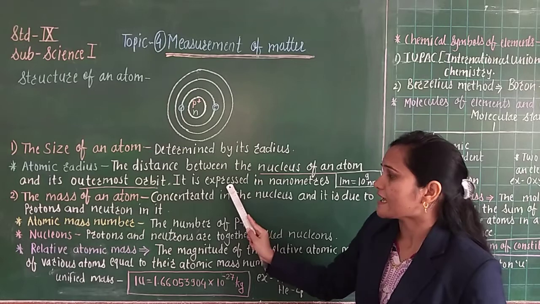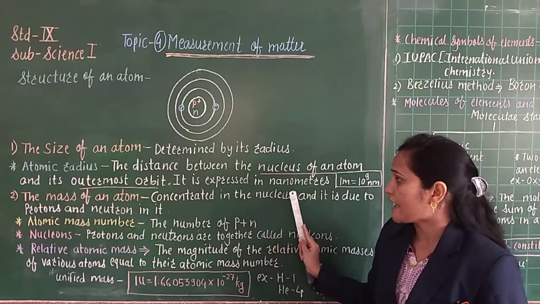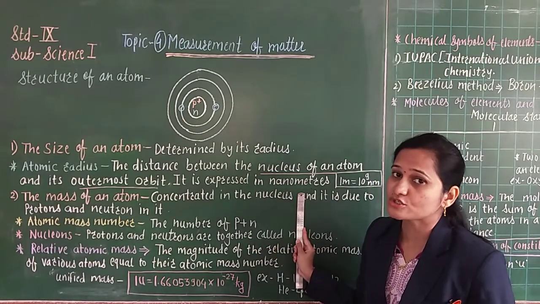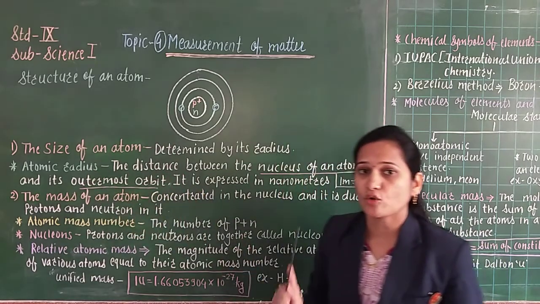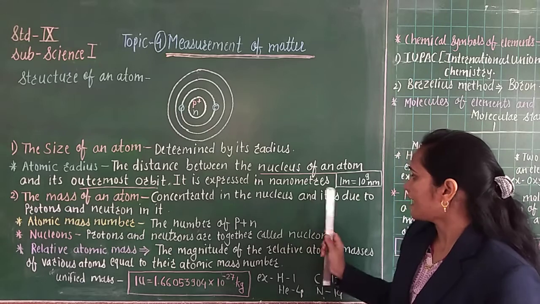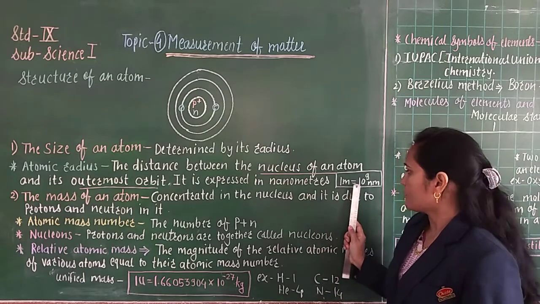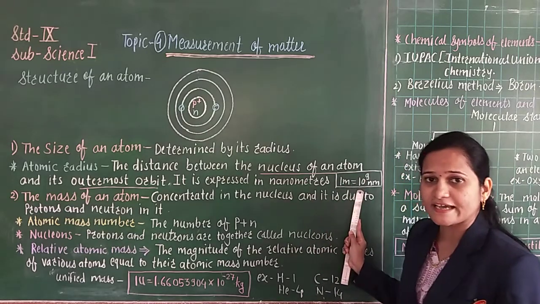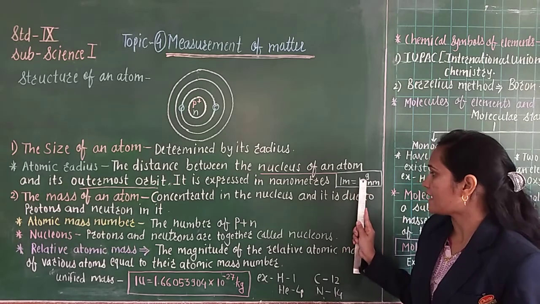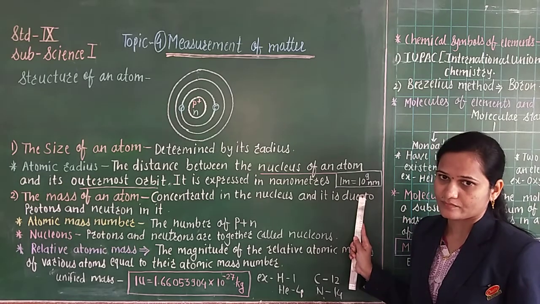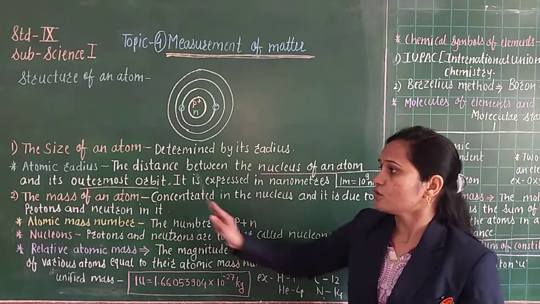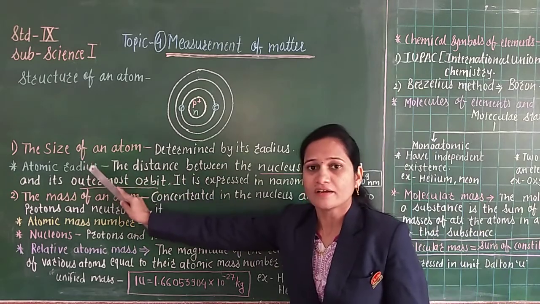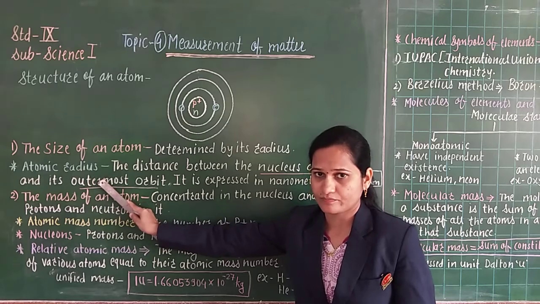And it is expressed in nanometer. Which unit is used to express the atomic radius? Nanometer. And 1 meter is equal to how many nanometers? 10 raised to 9 nanometers. Only an electron microscope is used to give the atomic radius of an atom.